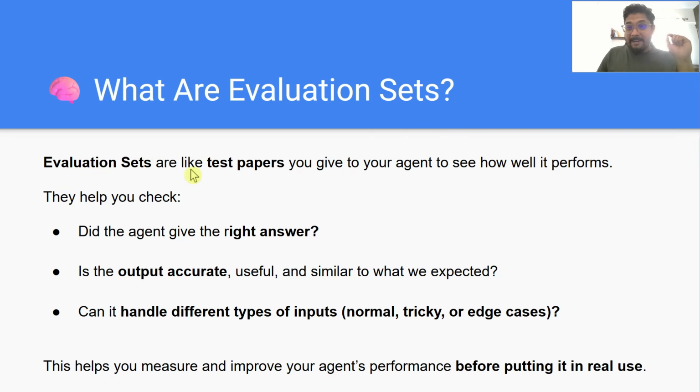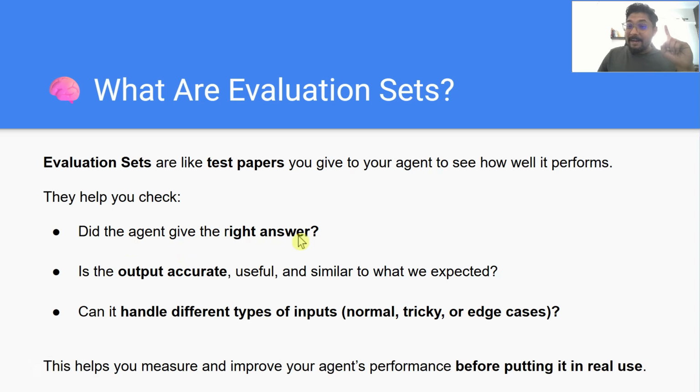Evaluation sets are like test papers. You give it to your agent to see how well it performs. They help you check a few things. Did the agent give the right answer? It's like testing an agent. An AI agent, you're testing whether whatever you have designed it for, is it working all the time or not?